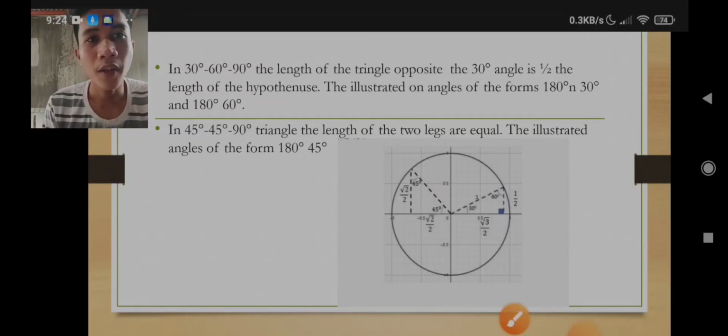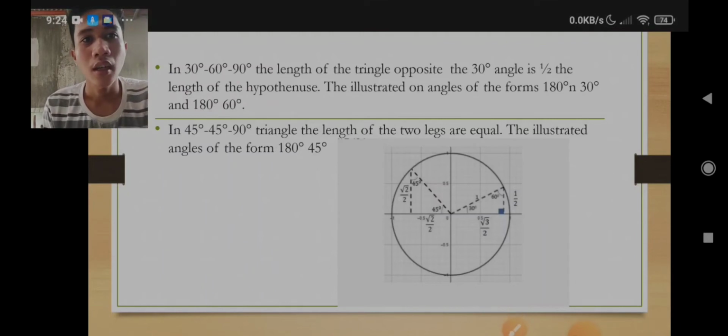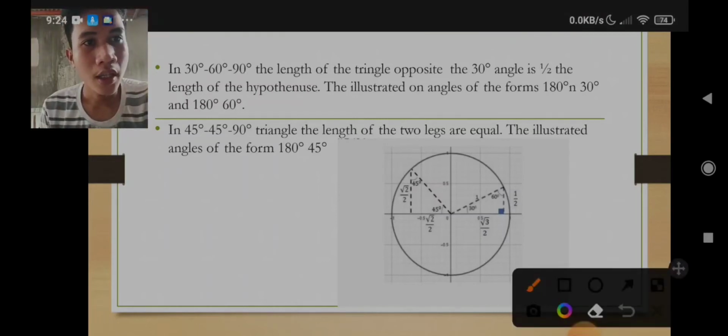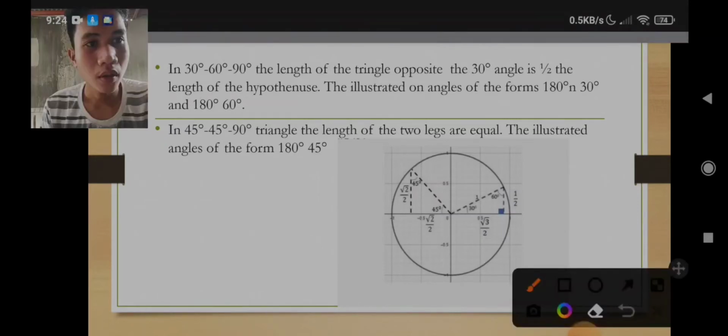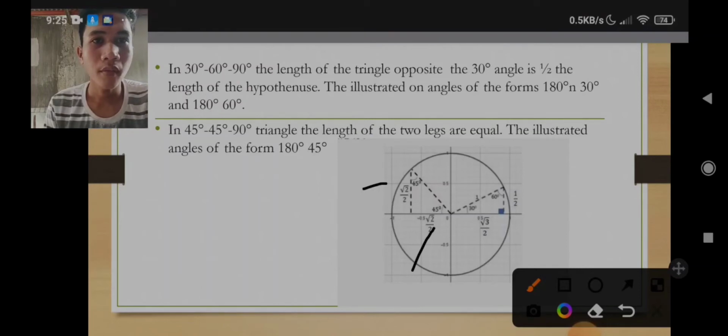And in 45-45-90 triangles, the lengths of the two legs are equal. So this is square root of 2 over 2, and square root of 2 over 2, and the radius or the hypotenuse is 1. And angles of the form 180 degrees minus 45 degrees. So that is the special triangles.